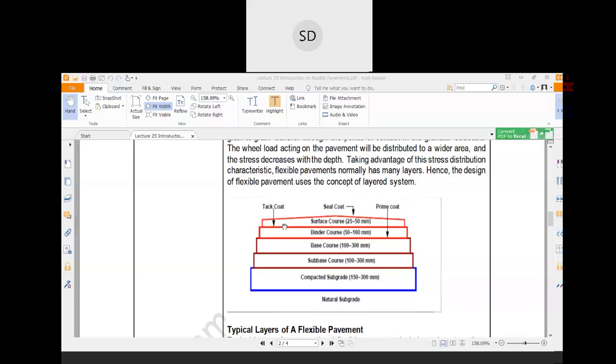Now, over the surface course, another coating would be there to make the bituminous surface impermeable, and that is called seal coat. That is, it is sealing all the pores present over the bituminous surface. These are the different layers and their functions.